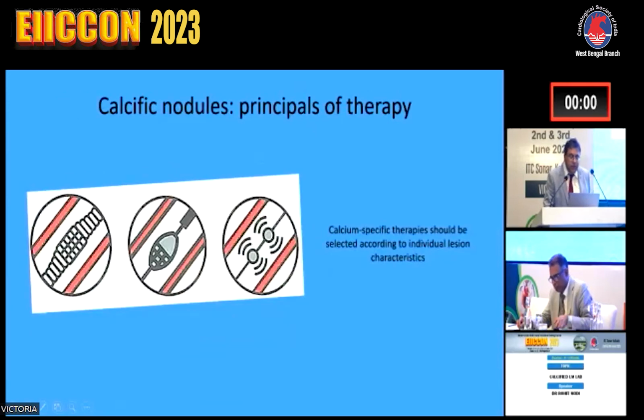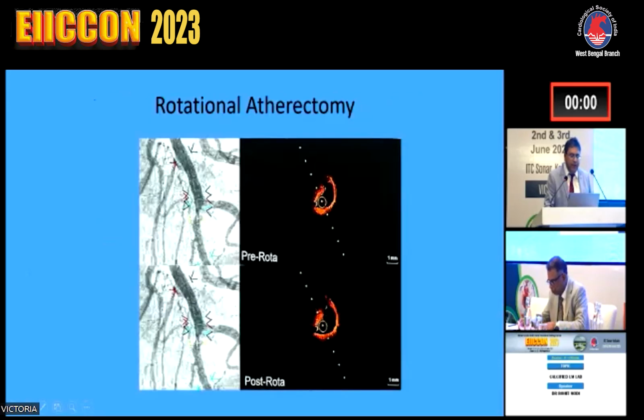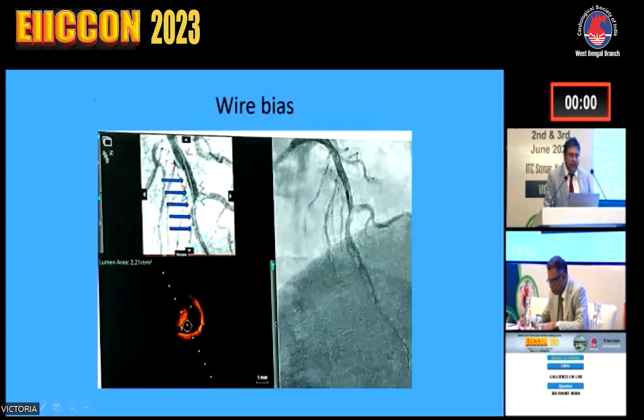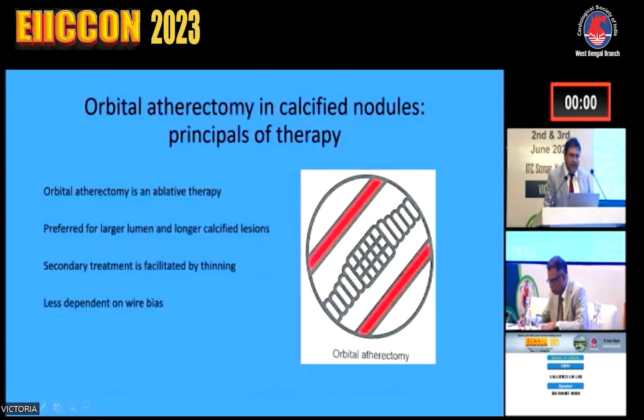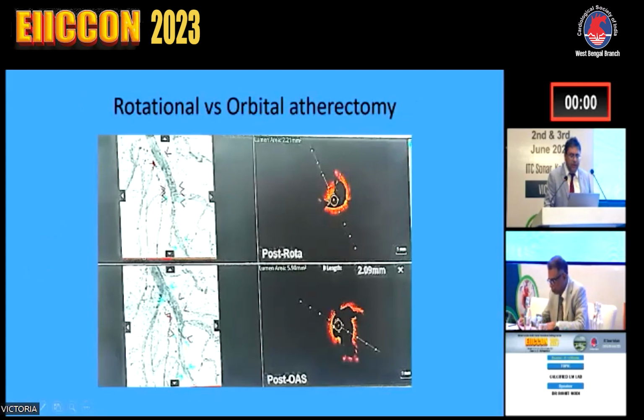So this is the calcified nodules. The principle of therapy, calcium-specific therapy, should be selected according to the individual lesion characteristic. Rotational atherectomy can be used as an ablative therapy. It can be a first choice for critical lesion for volume reduction. This is the rotational atherectomy. We must take care of the wire bias. Then orbital atherectomy, where the wire bias is not a problem. It is a less dependent technique on wire bias, the orbital atherectomy.